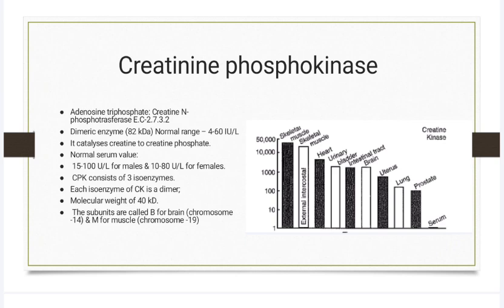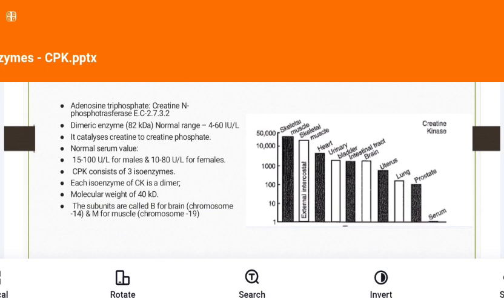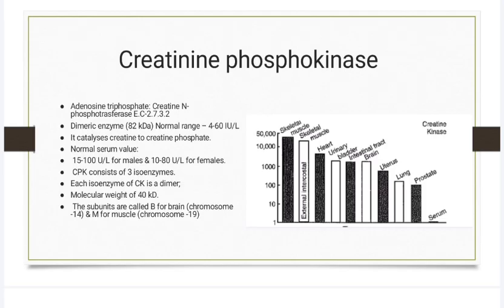Creatine phosphokinase is also known as adenine triphosphate creatine N-phosphotransferase. According to the nomenclature of enzyme, it is numbered as EC 2.7.3.2. It is a dimeric enzyme of molecular weight 82 kilodaltons. The normal range of this enzyme in the serum is around 4 to 60 international units per liter. It catalyzes the conversion of creatine to creatine phosphate.